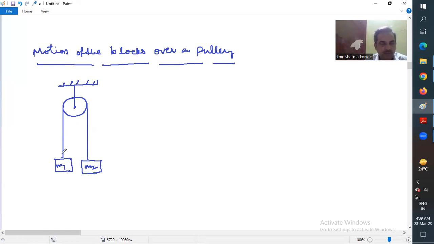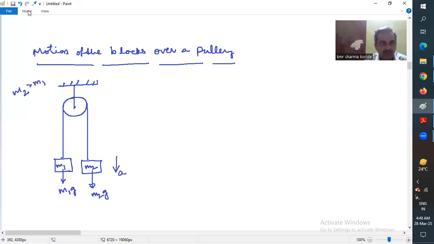Now, taking free body diagram, weight of the first body acts vertically downwards, that is m1g. Similarly, weight of the second body also acts vertically downwards, that is m2g. Now, suppose one of the bodies is greater, meaning the mass of one of the bodies is greater. You take m2 greater than m1.